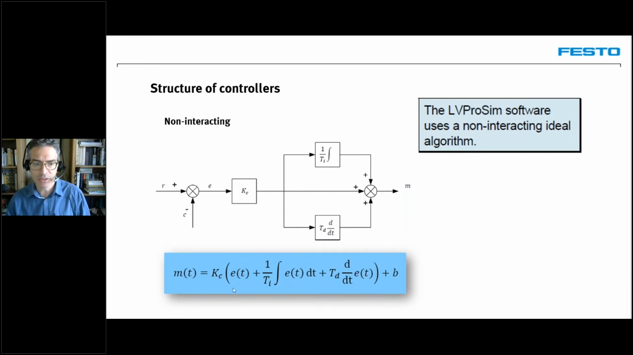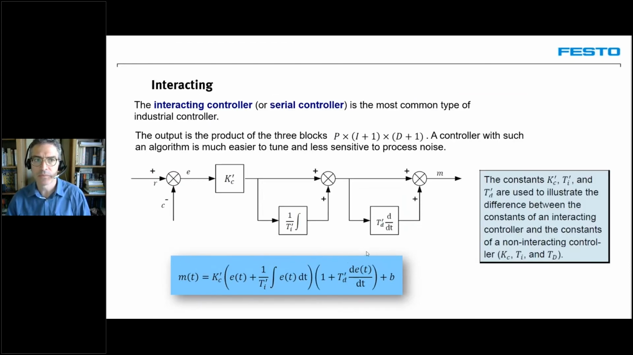So the mathematical equivalent of this is what you see here, where each parameter is separate from one another, and all of them are multiplied by the controller gain. The interacting controller has an equation like this, where, as you can see, the integral parameter will be multiplied by the derivative parameter, and the same thing for the proportional parameter also. So all parameters are interacting with one another. That's where the term comes from.